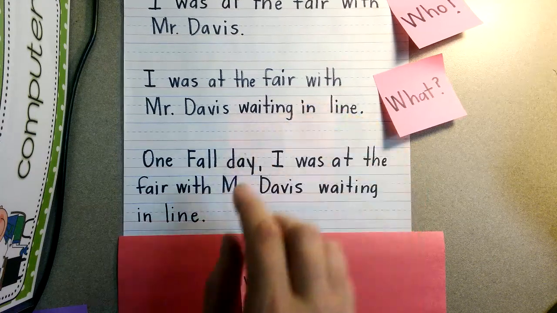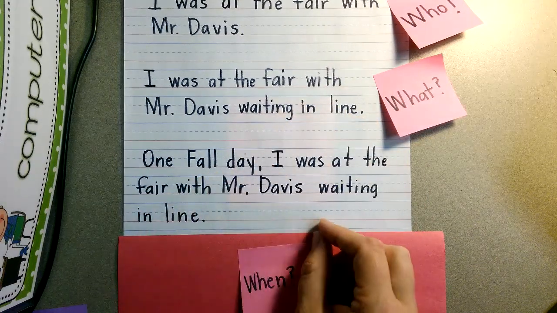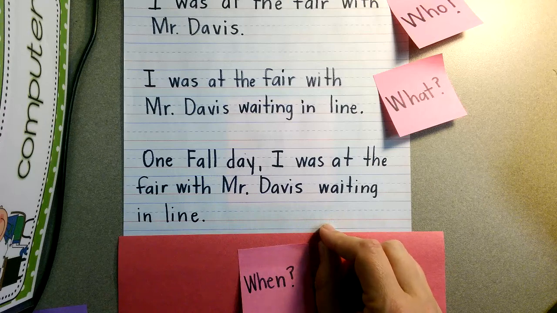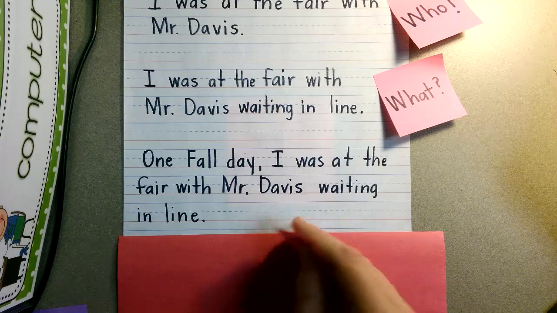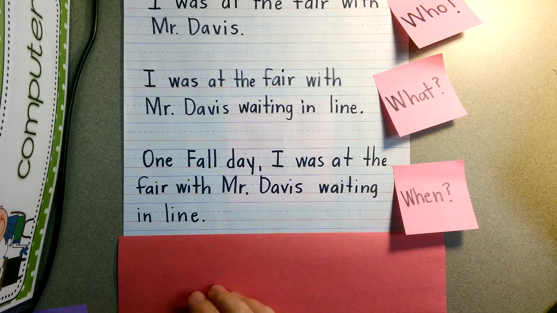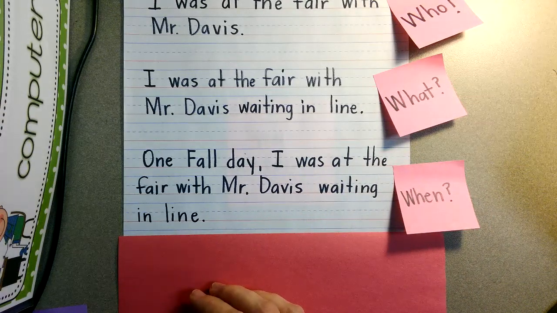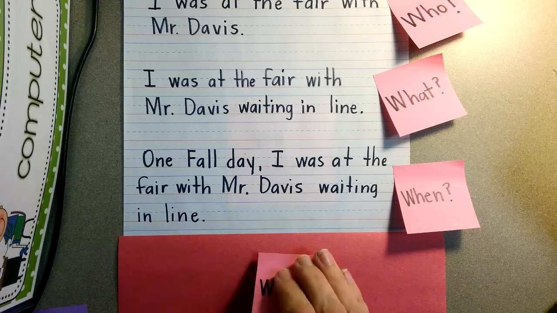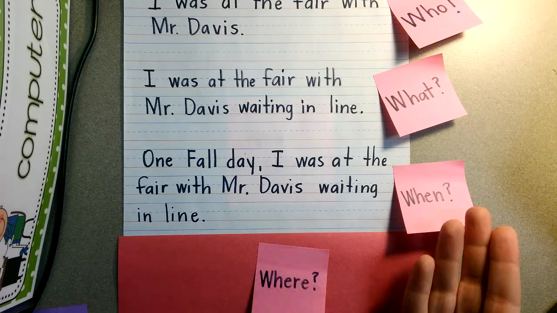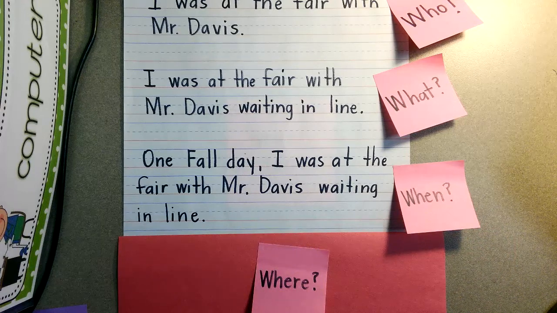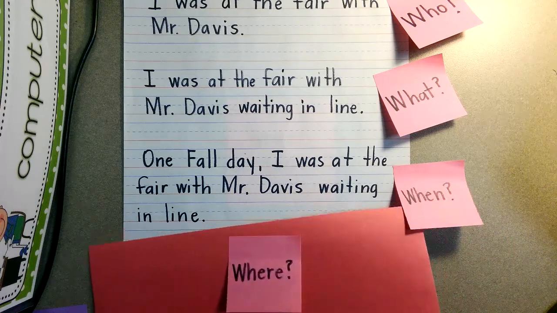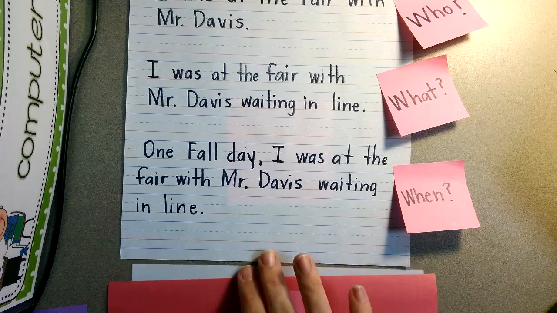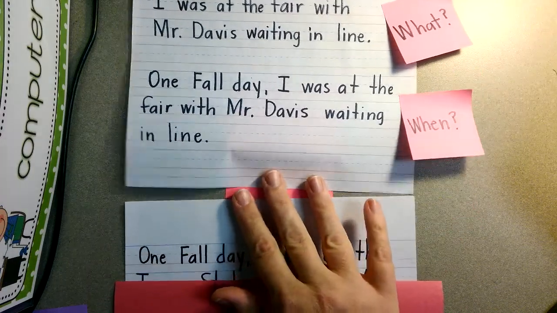One fall day. Oh, that was when it happened. One fall day, I was at the fair with Mr. Davis waiting in line. I've answered that question you had, readers, telling you when my story's taking place. But my reader, you might also be wondering, where is this fair that Miss Davis is at? Well, let me tell you.